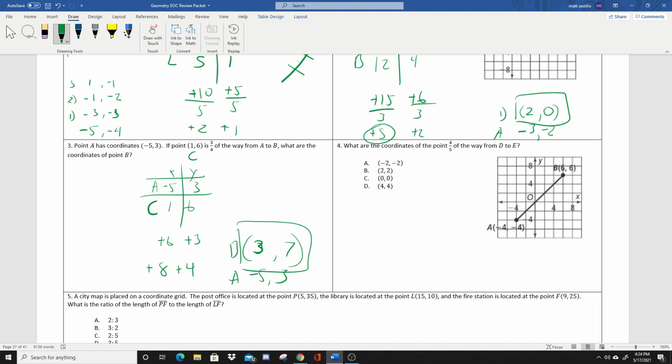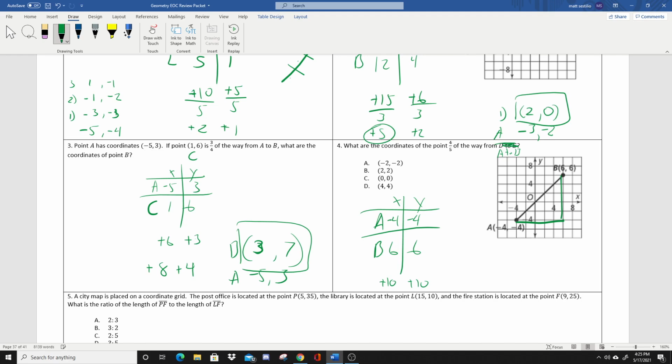Number 4 is the same as number 2 and number 1. Where the coordinates of point from D to E. I think they misspoke. That should be from A to B, because it doesn't look like there's a D to E here. So I'll make the chart again. A, B, X, Y. A is -4, -4. B is 6, 6. So that's a +10, a +10.